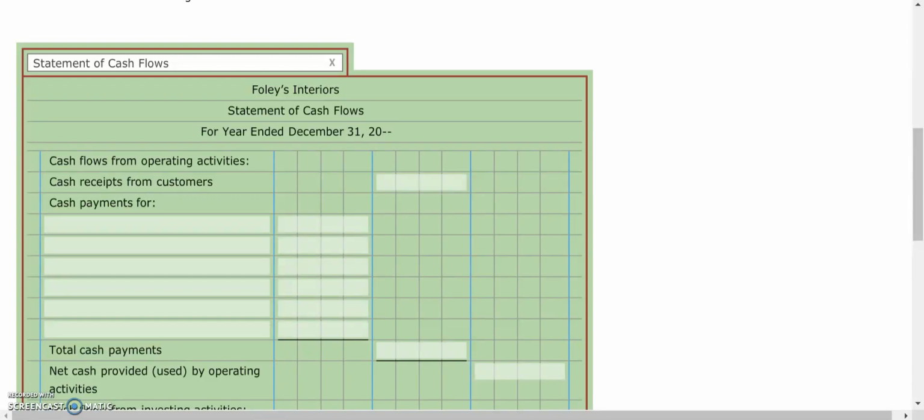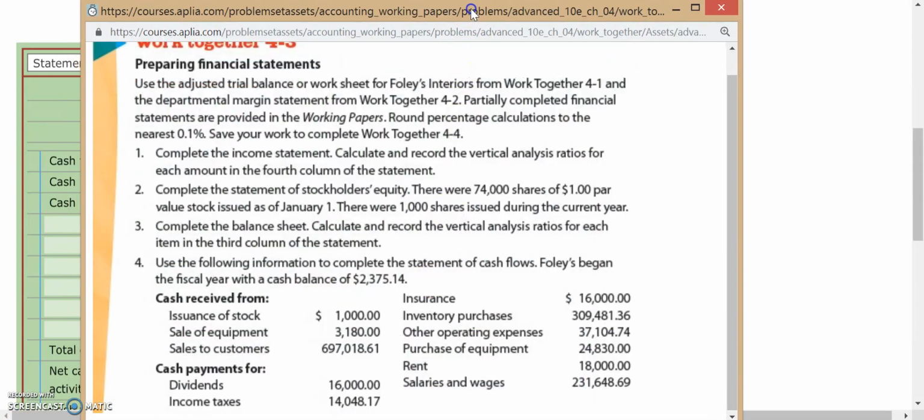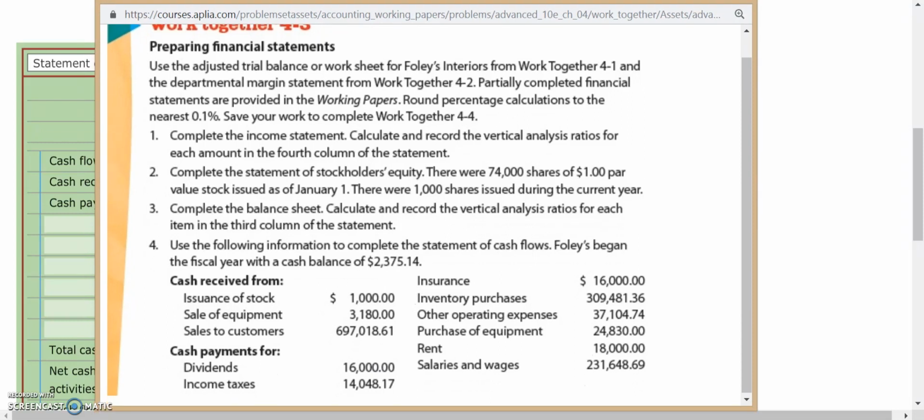All right, welcome to our final video for 4.3, where we will be doing our statement of cash flows. So our statement of cash flows for Foley's Interiors, again, is going to be for the year ended. Let's take a look at our instructions because there is some information on there that we're going to need to know in order to complete this problem.